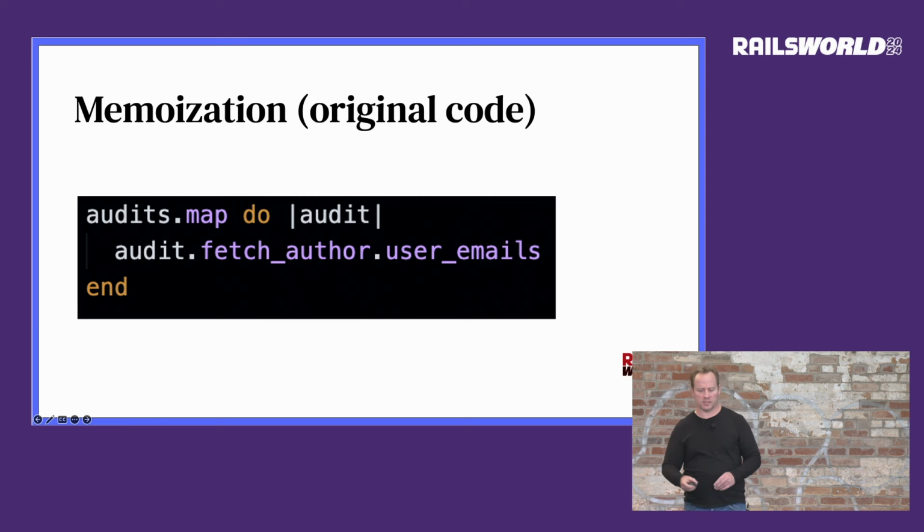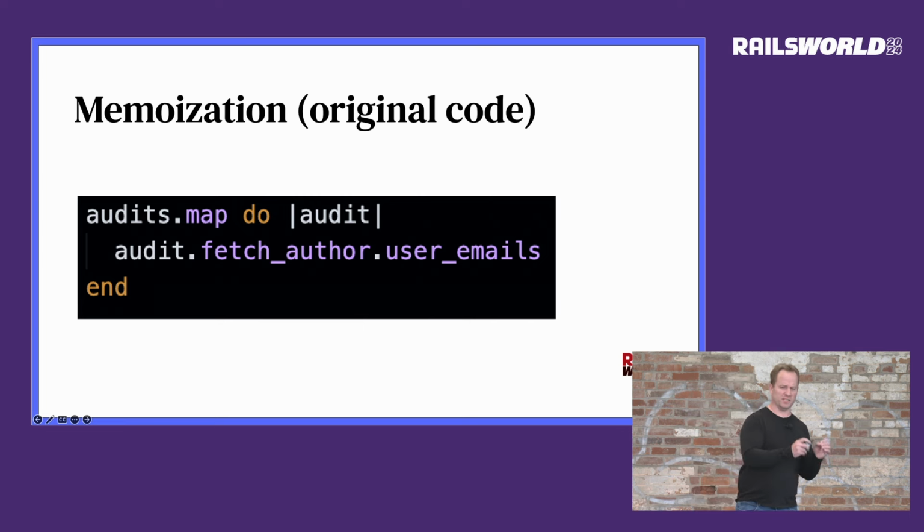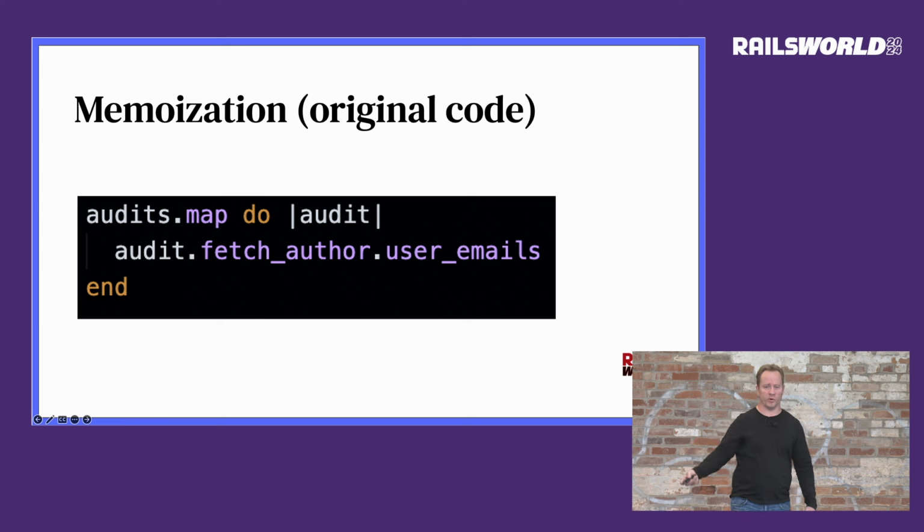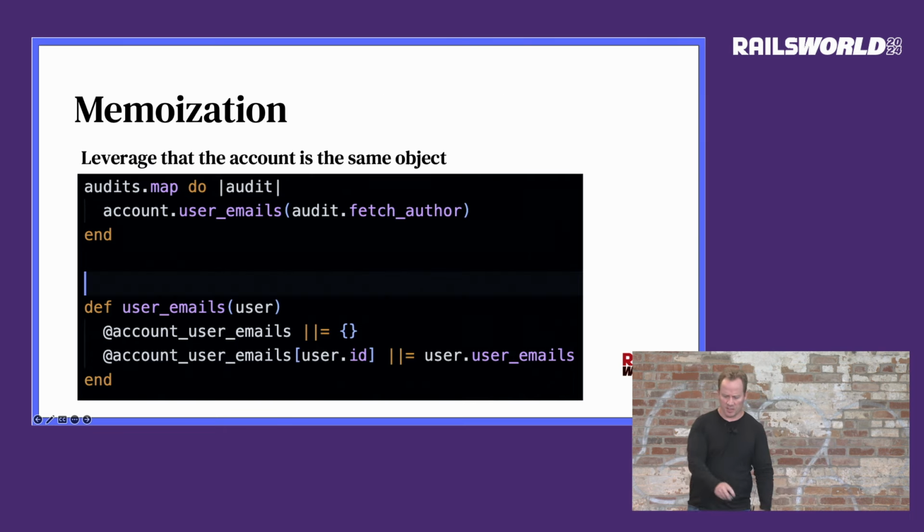Here is an implementation where we didn't do any type of memoization, where we just loop through a whole bunch of audits. We'd call audit.author, and then author.user emails. Most of the time, the author was the same author. Not the same object ID, but the same exact author. We called user emails on it, and we'd get anywhere from 1 to 3 queries every time we called this, even though it was the same author every time. Our implementation is a lot different than this, but this is the condensed version.